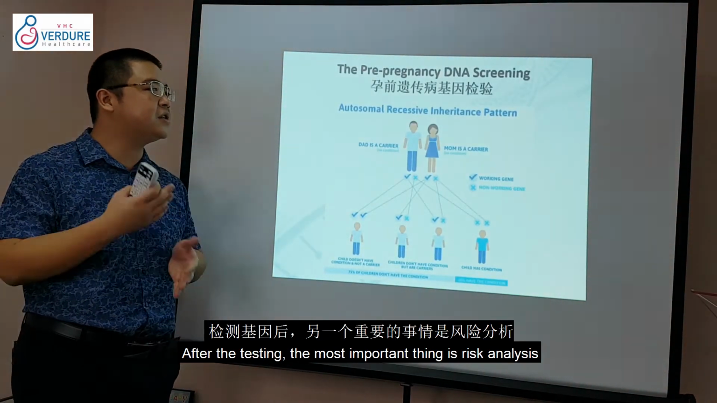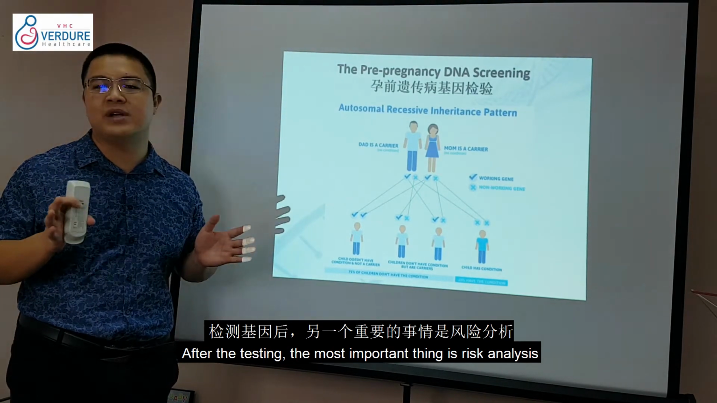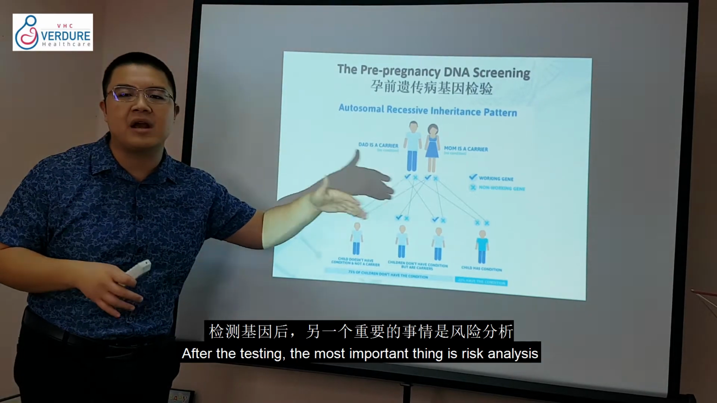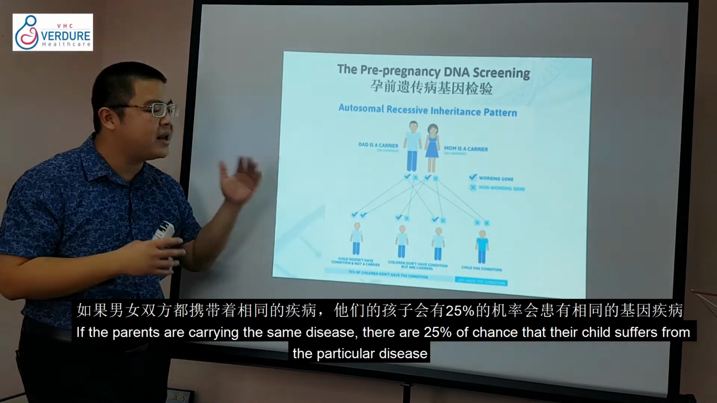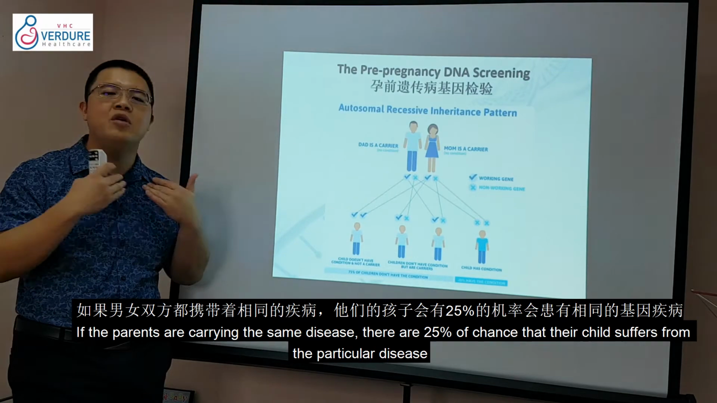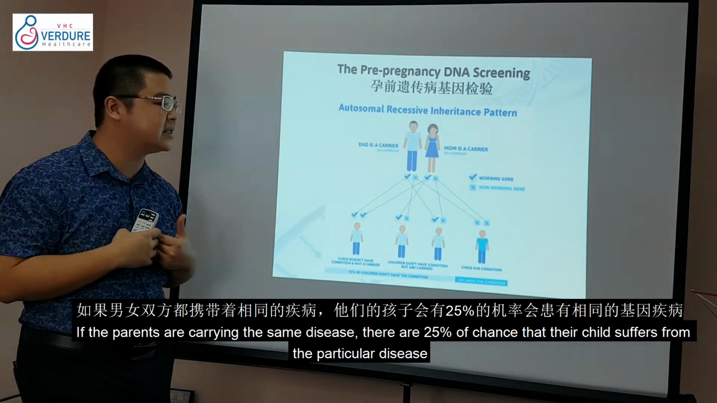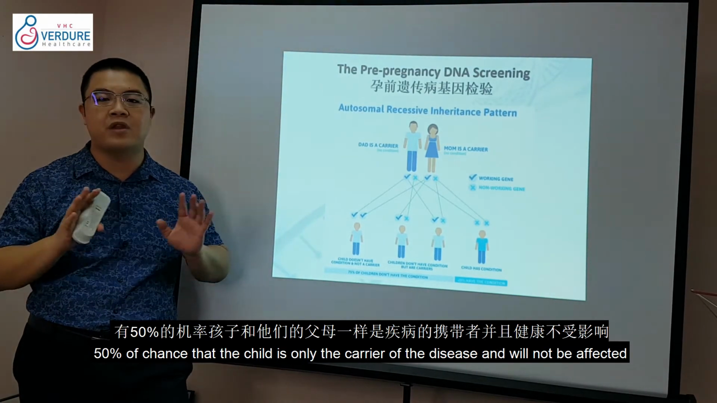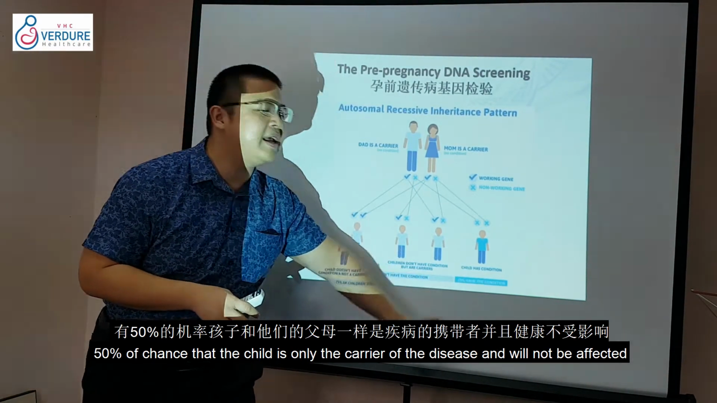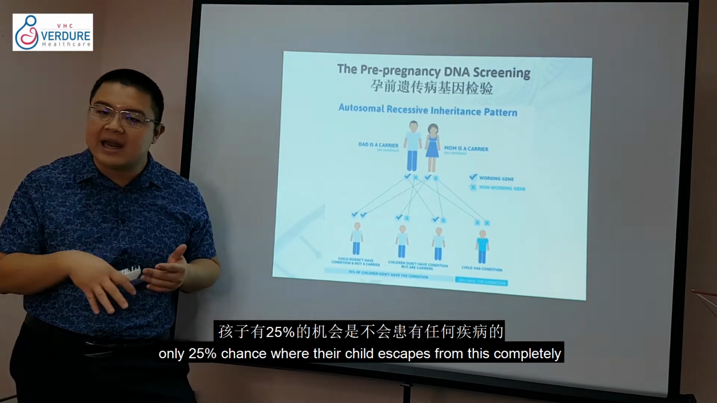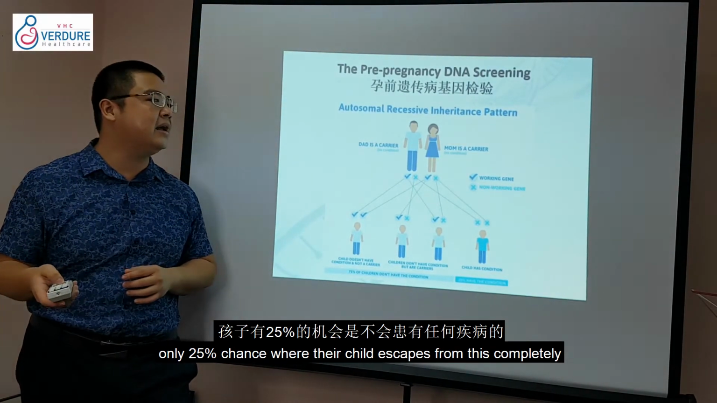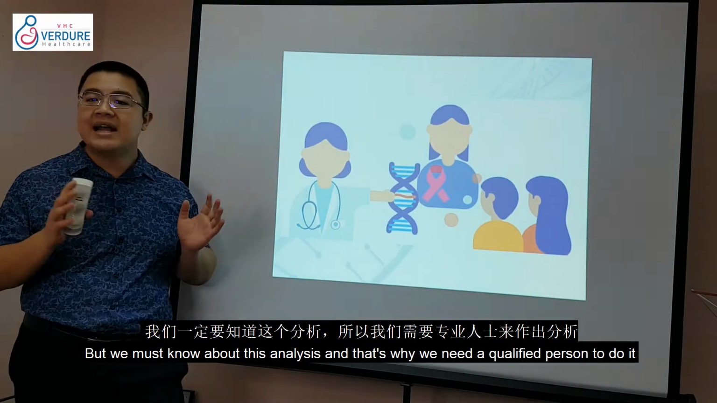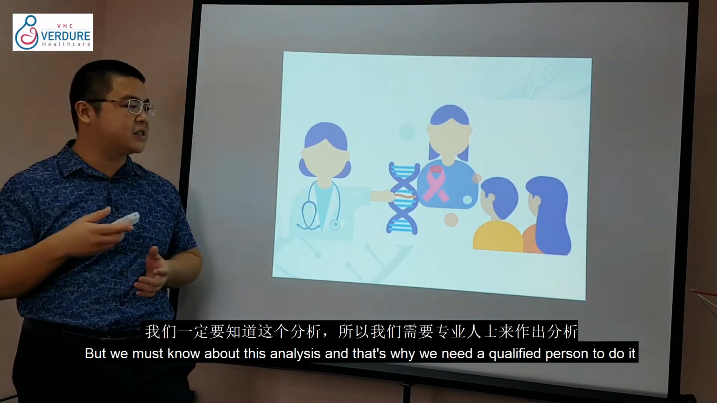Okay, so now after the screening, the most important thing is risk analysis. Let's say Dad is a carrier and Mom is a carrier of the same disease: there will be a 25% chance that this child will really be affected by the disease, a 50% chance that this child will be carrying the disease but will not be affected, and only a 1/4 chance that this child can get away completely. We must know about this analysis, and that's why we need a qualified person to do it.